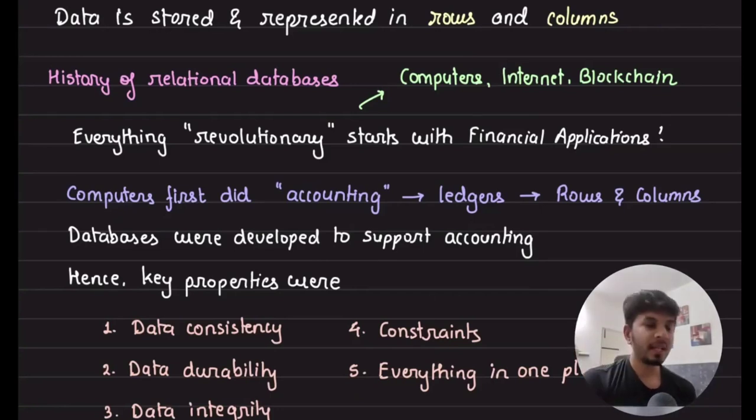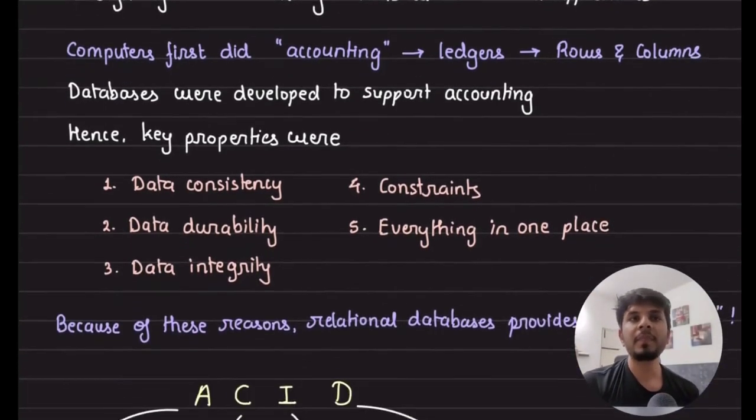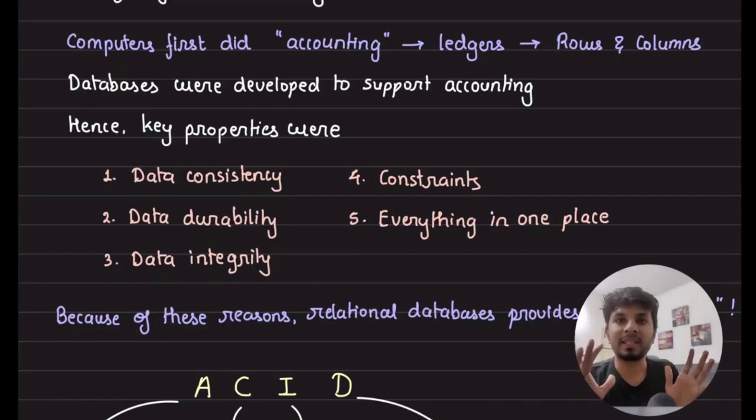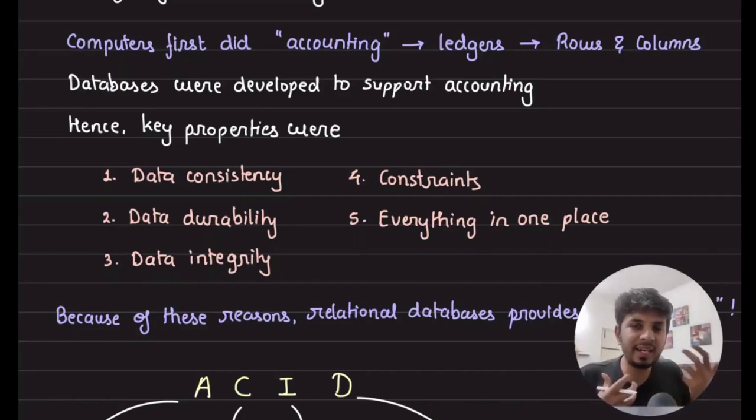Because they handle financial data, the kind of properties the databases provide were related to ensuring that financial systems work just fine. Which is where you see that they needed data to be consistent, they needed data to be durable, they needed high integrity between data. We'll cover all of them in detail, right? They needed constraints, they needed everything to be in one place. Which is why you see these are very common traits of relational databases, right?